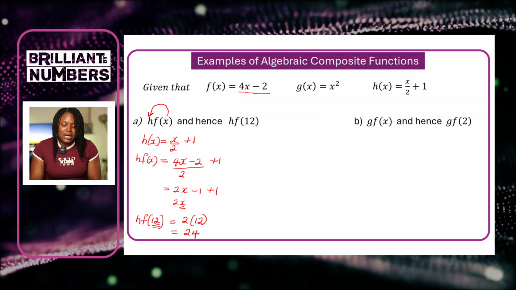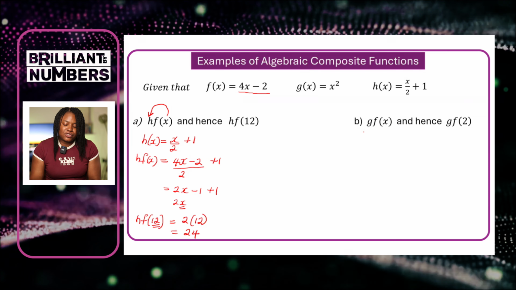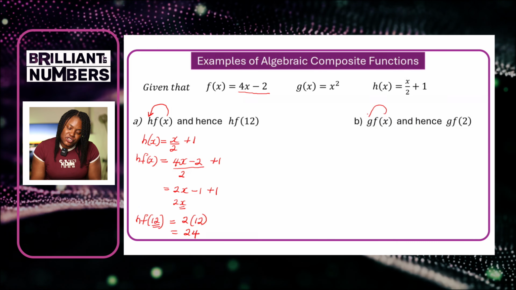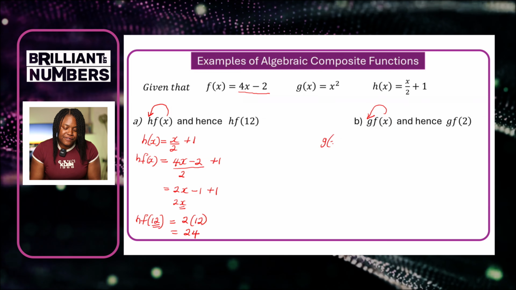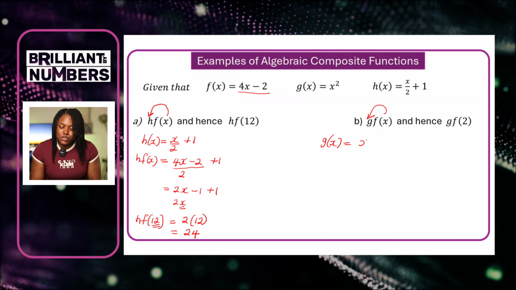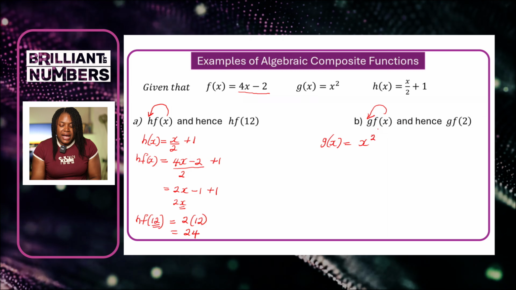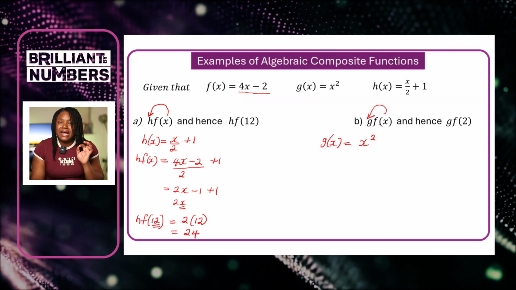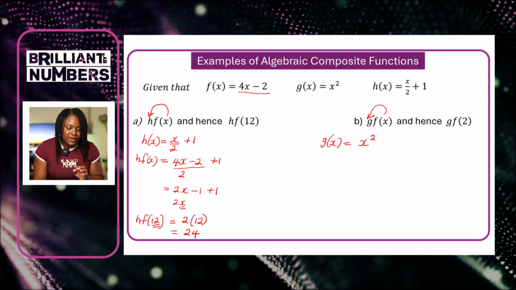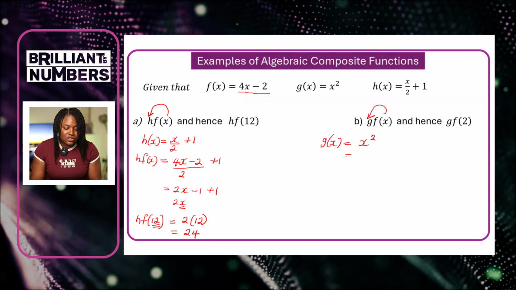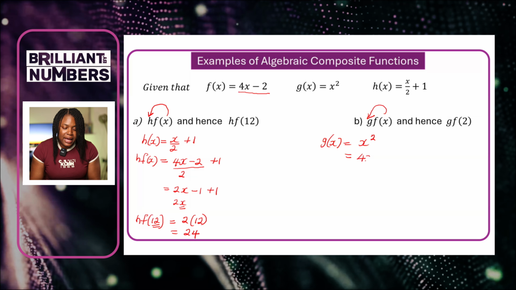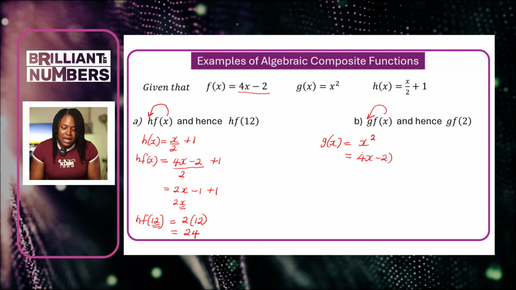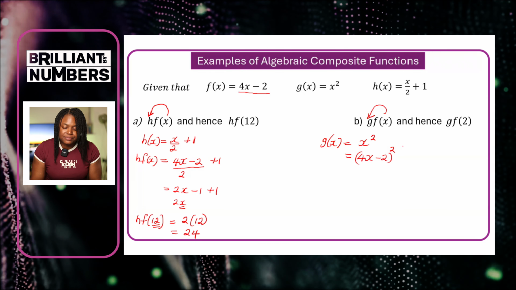I'm going to do g of f of x. Since I'm going to put f into g, I'm going to write g of x first. So g of x is equal to x squared. Nice one. So I need to put the value for f of x in and square it. So x here will be 4x minus 2. I need to square that.